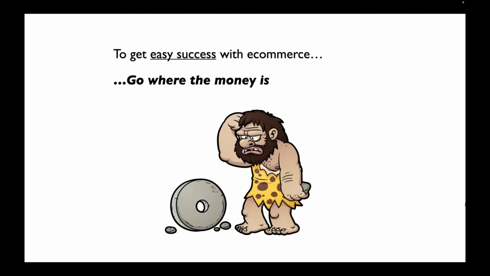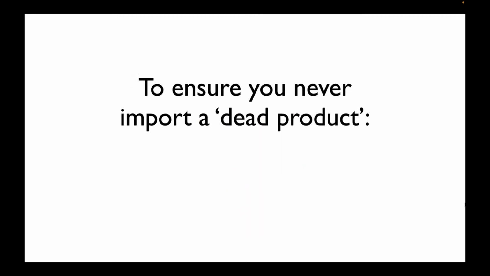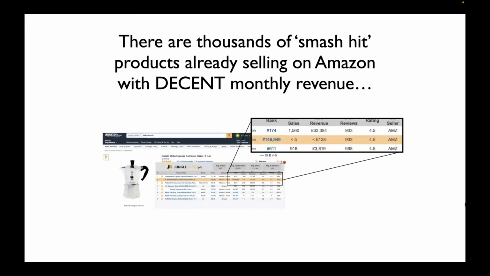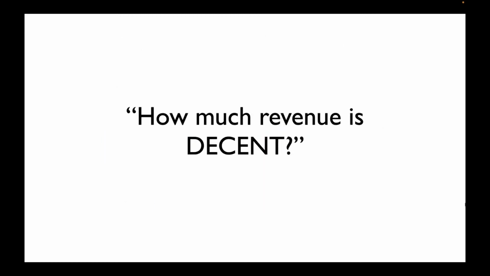So as you guys know, to get easy success with e-commerce, you want to go where the money is, right? You don't want to be going to places where you think there might be money, or you think there could be money one day. You want to go to where people are already buying the products. So to ensure you never import a dead product or sell a dead product that doesn't make any sales, check out the revenue. Now, there are thousands of smash hit products already selling on Amazon with decent monthly revenue. You guys have seen a lot of these as you've been doing your research over the past couple of days, and you've found loads of them. I gave you a list of 30 products that have really high revenue yesterday for you to look at.